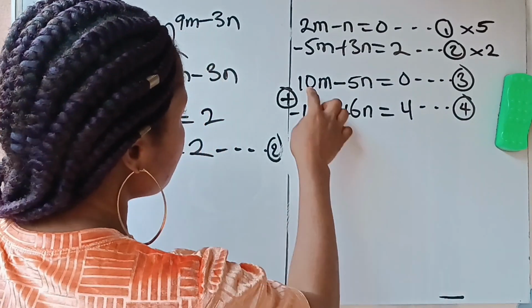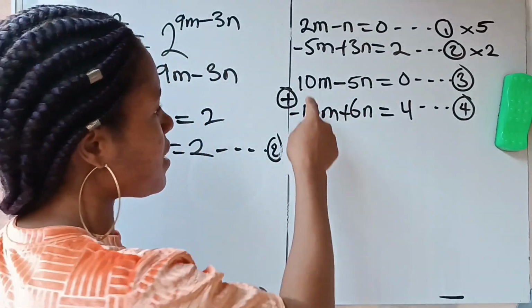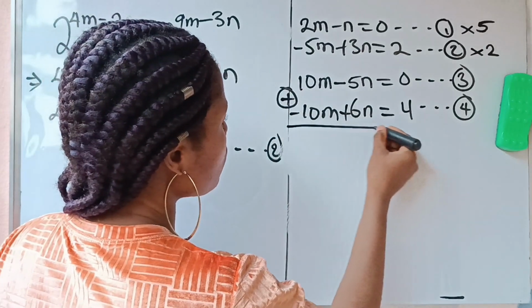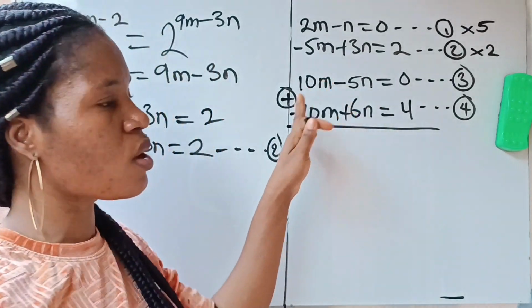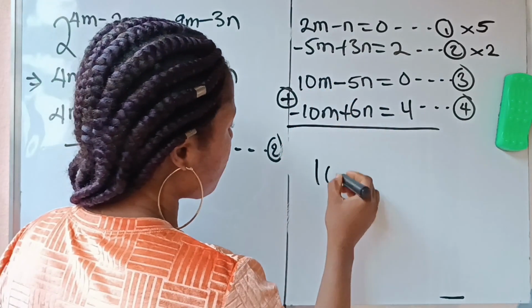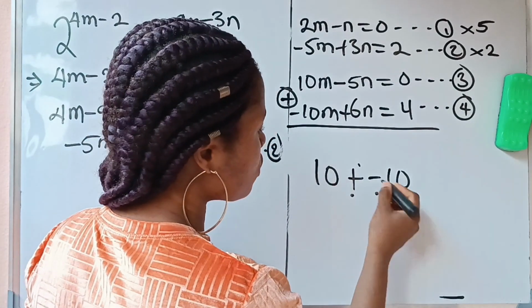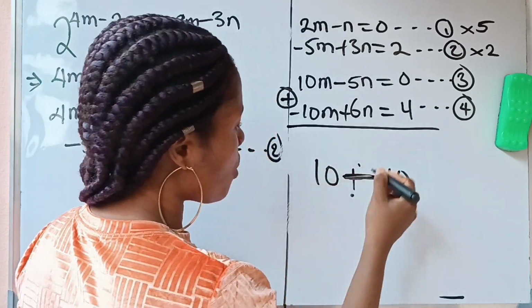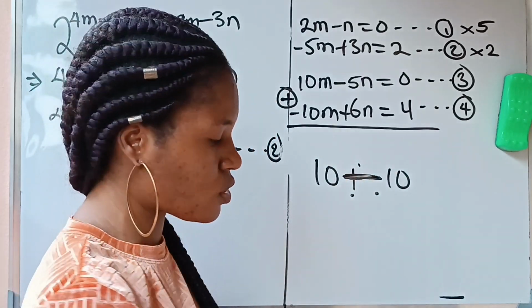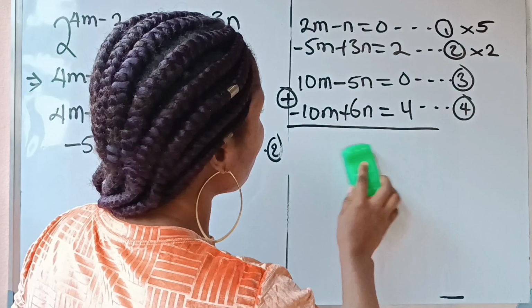Now you say 10 plus minus 10 is the same thing as 10 minus 10. Okay? So it's going to be what? 0. So this one has cancelled out. See what I have? 10 plus minus 10. Plus times minus is always minus. Okay? So minus will always cancel the plus. So it becomes 10 minus 10 and we got 0.